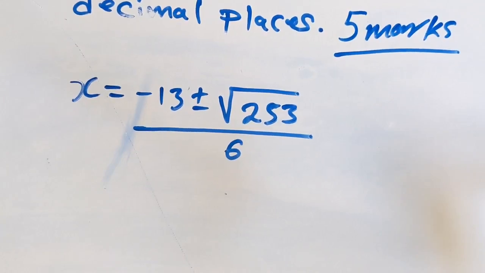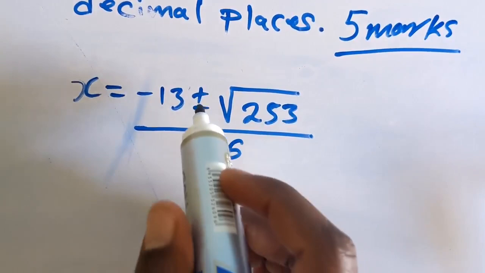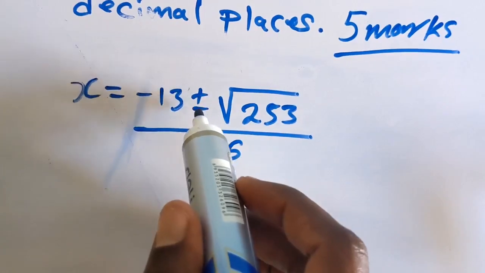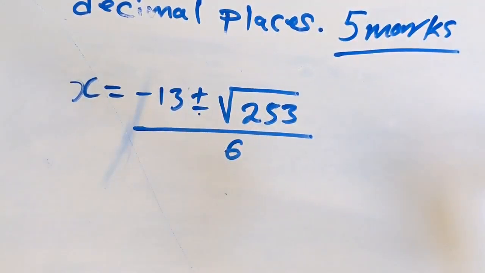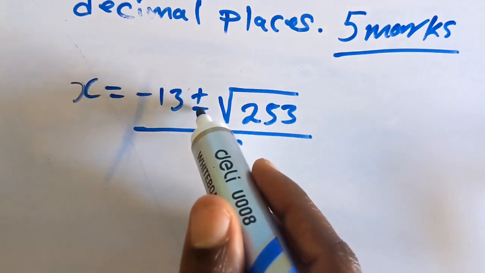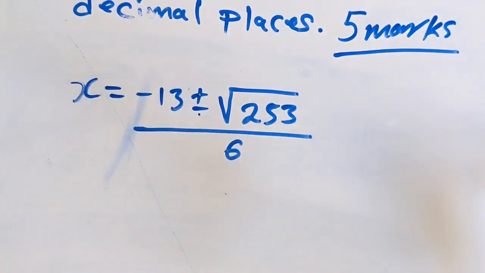Okay, so now what you are supposed to do next is separate these. As you see here, there is a positive as well as a negative, meaning that there are 2 solutions here. There is the one that has a positive and the one that has a negative.